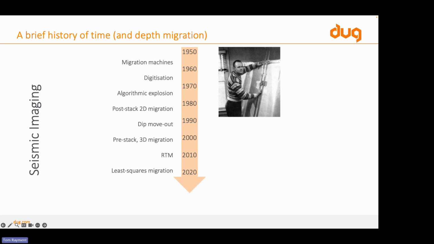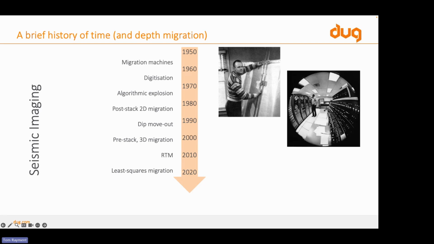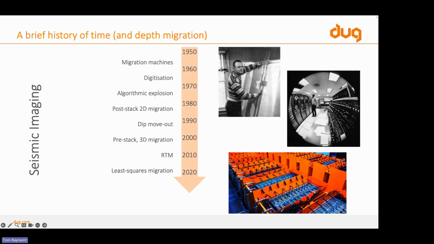The advent of the computing age and the digitization in the 60s resulted in an enormous amount of research and development of various imaging algorithms through the 70s and 80s from people such as Claerbout, Schneider, Stolt, Gazdag, to name a few. But the processing power was small by today's standard, and so 2D post-stack migration was about the limit in the 80s, and it wasn't really until the turn of the century that there was sufficient affordable compute to be able to perform pre-stack 3D migration, for example.